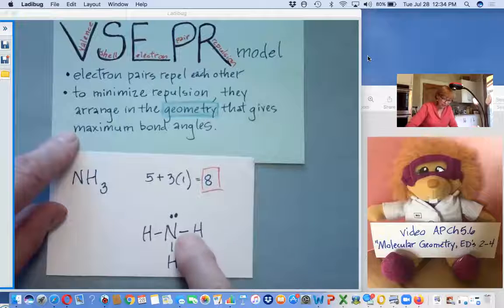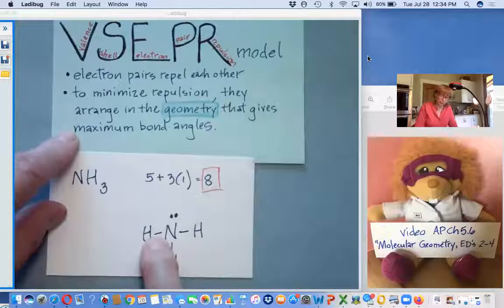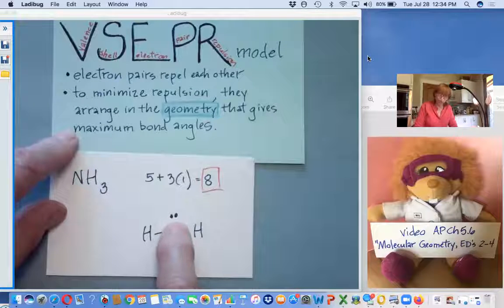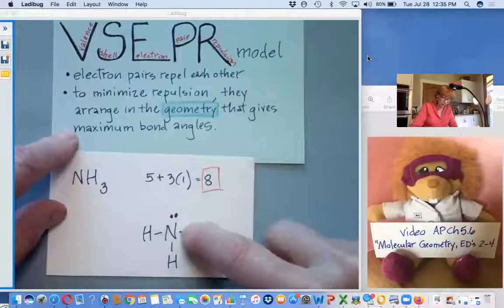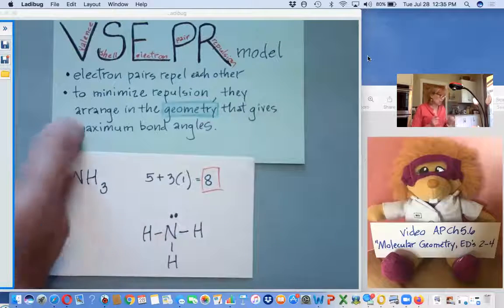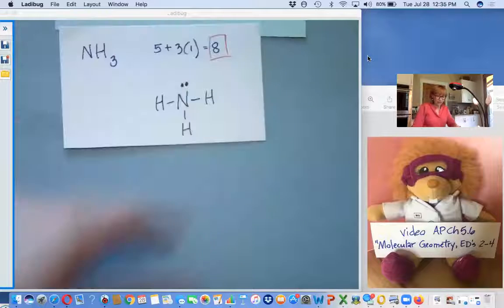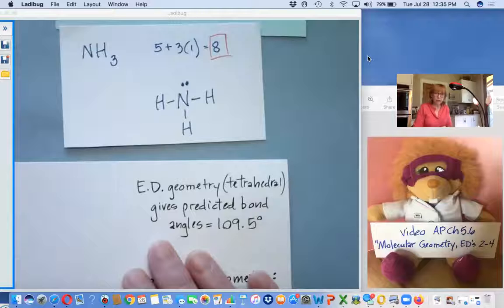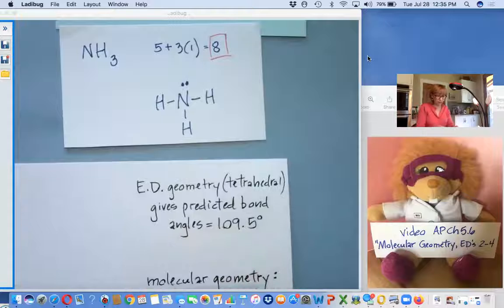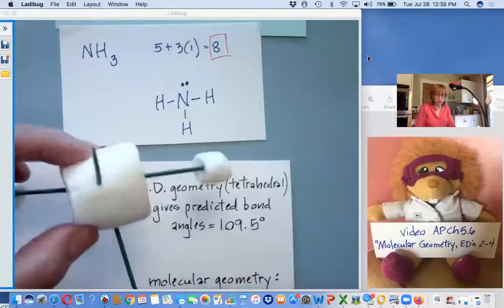Okay, we have 3 electron pairs that are participating as bonds, but we have a 4th electron pair that is a non-bonding pair or a lone pair. So nitrogen still has 1, 2, 3, 4 electron pairs. And that means that it's going to assume the tetrahedral geometry with 109.5 degrees. So take another set of marshmallows and put your 4 toothpicks in the tetrahedral arrangement.